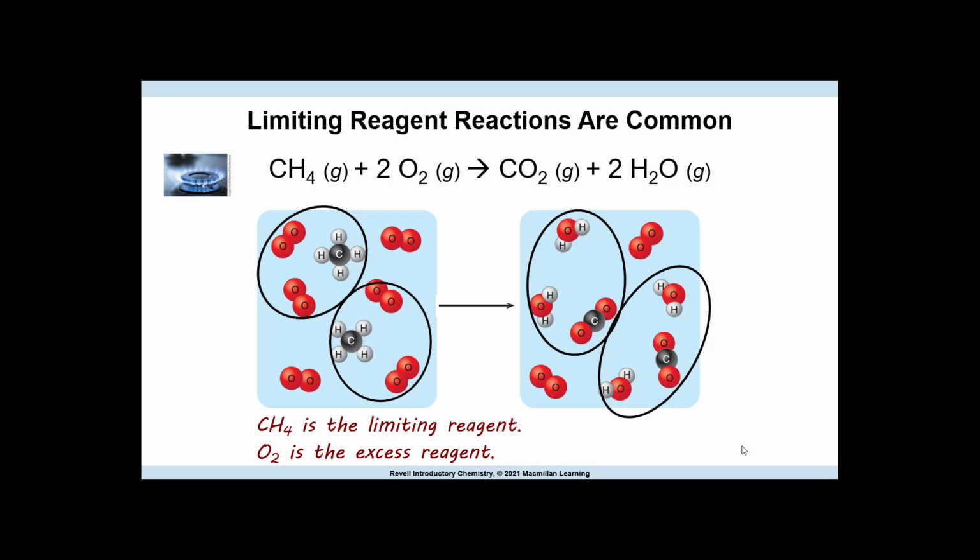For example, the blue flame, so if we see the flame in the corner of a stove, is caused by the combustion of natural gas. What happens is there is more oxygen available than methane.